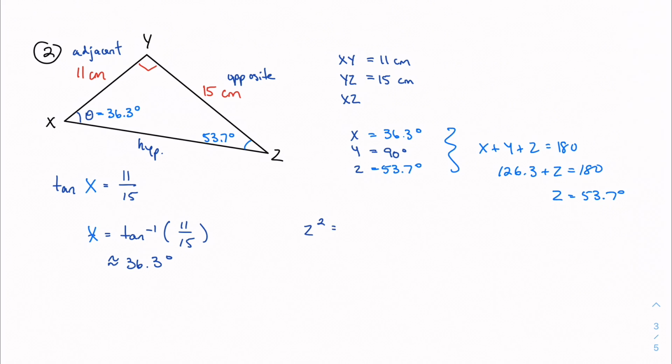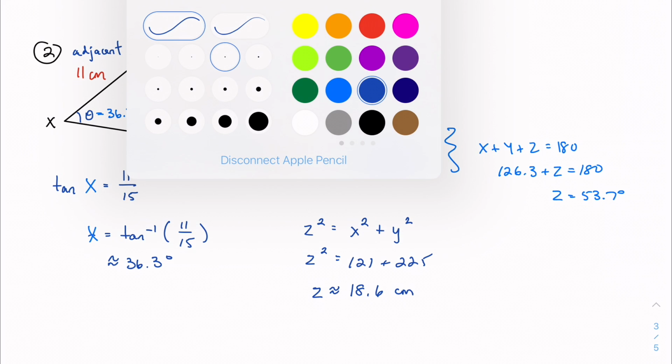So z squared equals x squared plus y squared. This is going to be 121 plus, I believe it's 225. So I solve this, and I get approximately 18.6 units, centimeters.